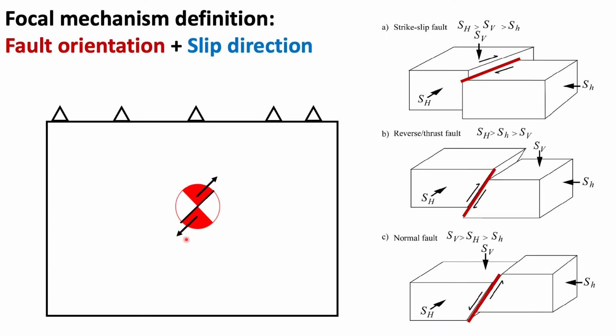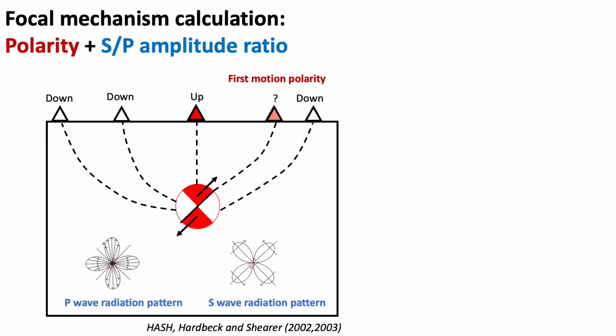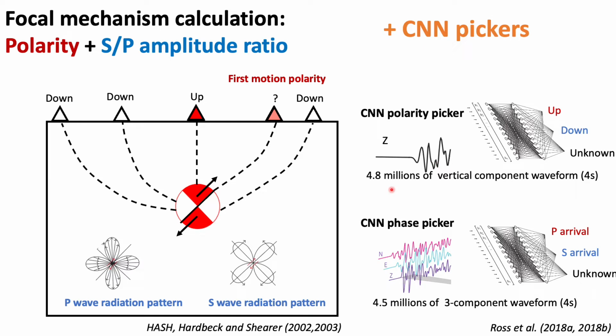Earthquake focal mechanisms are primary data for analyzing fault zone geometry, fault slip direction, and the crustal stress field. The traditional method uses the recorded P-wave first motion polarity and the S/P amplitude ratios to invert for the earthquake focal mechanism. But for small earthquakes, the phase arrivals and the polarities are hard to separate from the noise. We overcome this challenge by implementing a CNN polarity picker and phase picker that are trained using millions of seismic waveforms in Southern California, with high accuracy and high detectability.